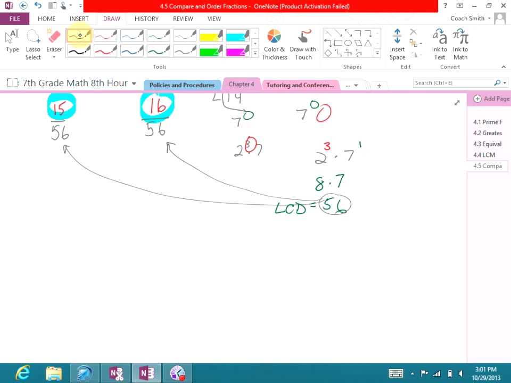All right. Now, this one, 5 over 24 and 1 over 6. Okay, I want you to do this one on your own. Okay, I want you to come up with a common denominator, and I want you to convert the two fractions to the new common denominator.